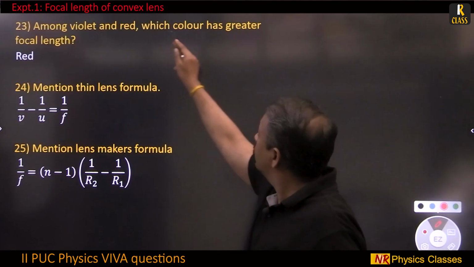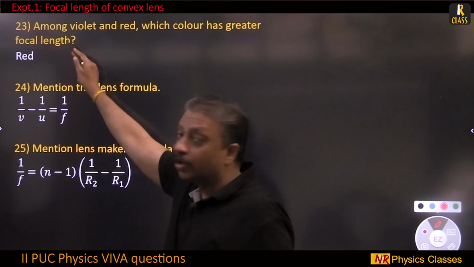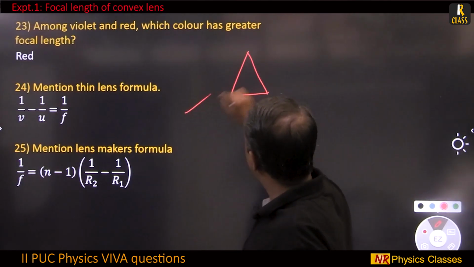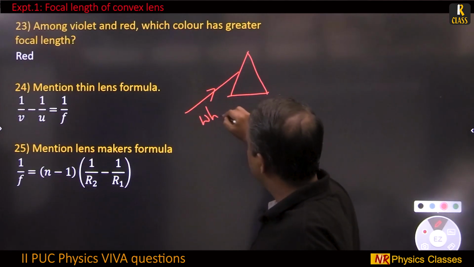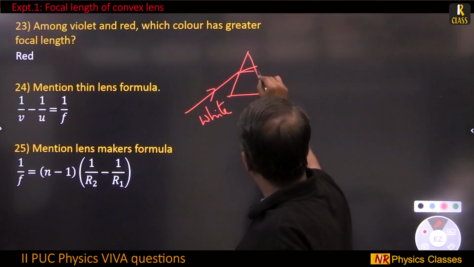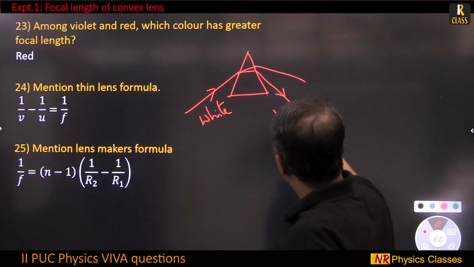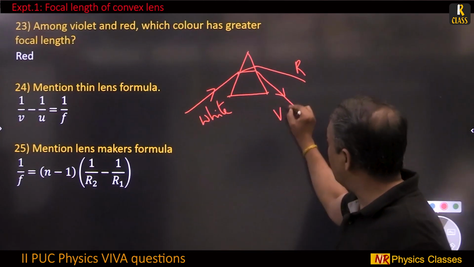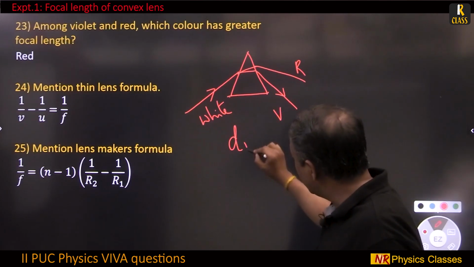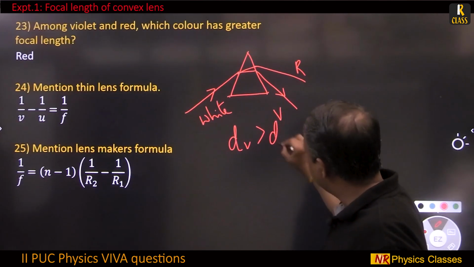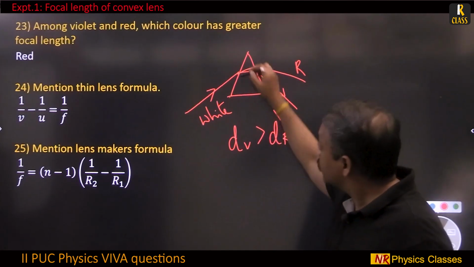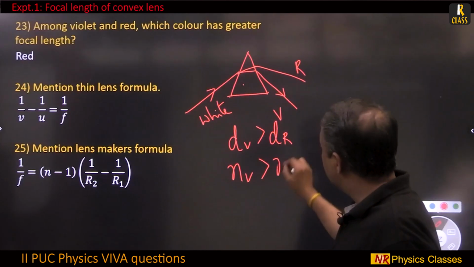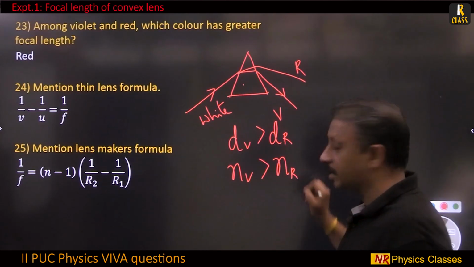Among violet and red, which color has greater focal length? Recall prism, incident ray, white. If it is white, then after dispersion, violet, red, isn't it? Which is most deviated? Violet. Deviation for violet is greater than deviation for red, because refractive index of the material for violet is greater than refractive index of the material for red.